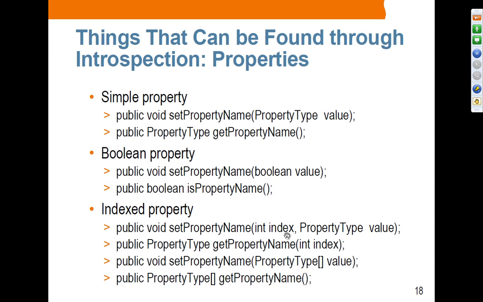This is for a Boolean property, and this is a simple property, and it could also detect the indexed property. If there is in fact an array of properties, you could also have methods like this, and those are considered indexed properties. For now, let's focus on just a simple property like this.